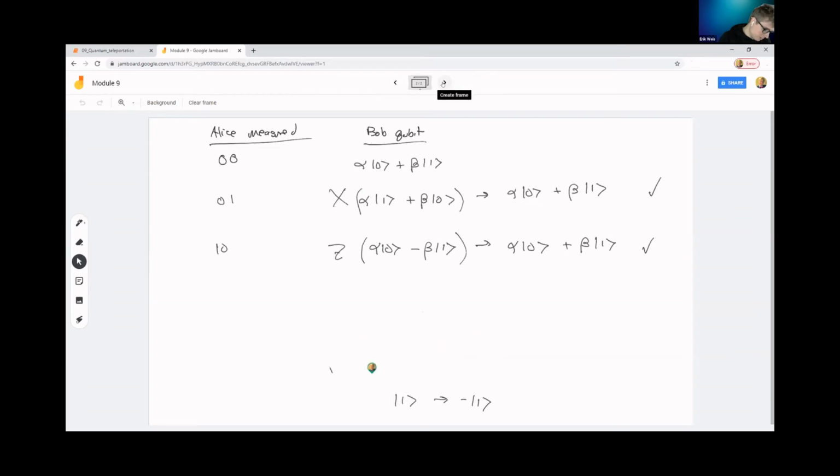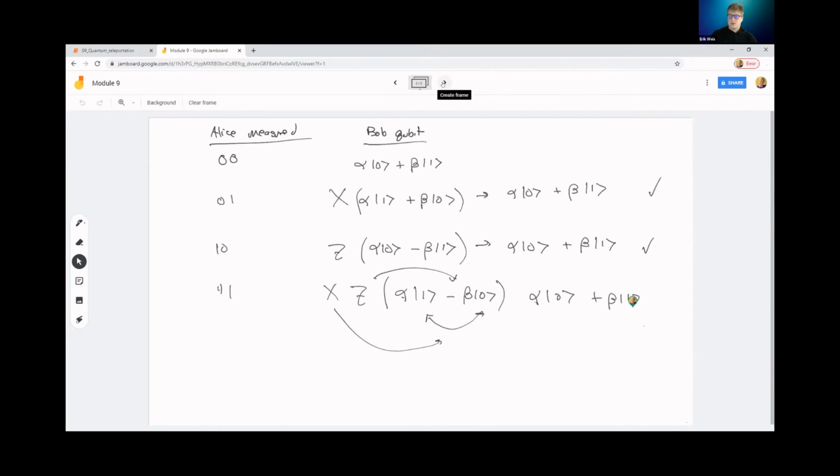So let's finish up our little chart here. If we had 1, 1, then we would need to apply the X and the Z gate, because we have alpha 1 minus beta 0. And what the Z is going to do is fix the negative sign, and the X is going to fix the ordering here. Okay, so we end up with alpha 0 plus beta 1. And there we have it. That is the scheme for quantum teleportation.